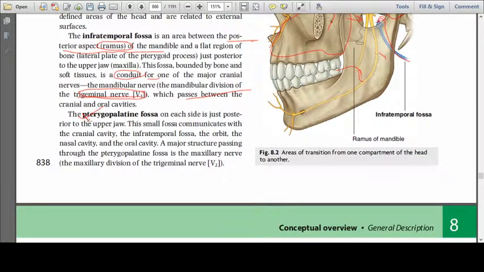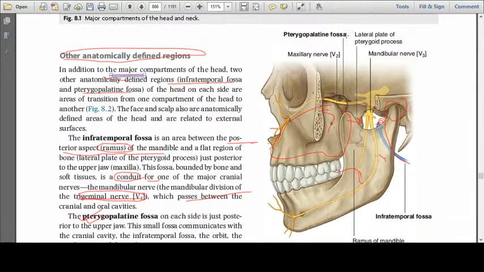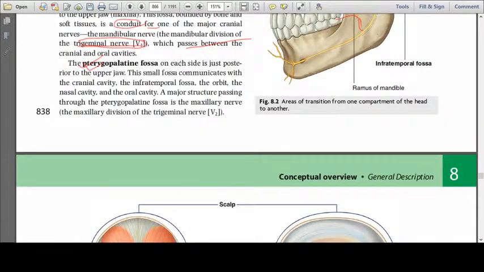Now we're going to talk about another compartment, the pterygopalatine fossa. On each side, it is just posterior to the upper jaw. Let's see the figure first. This is the pterygopalatine fossa, and it is a very small space. It is present posterior to the upper jaw, below the skull. So it is just posterior to the upper jaw.